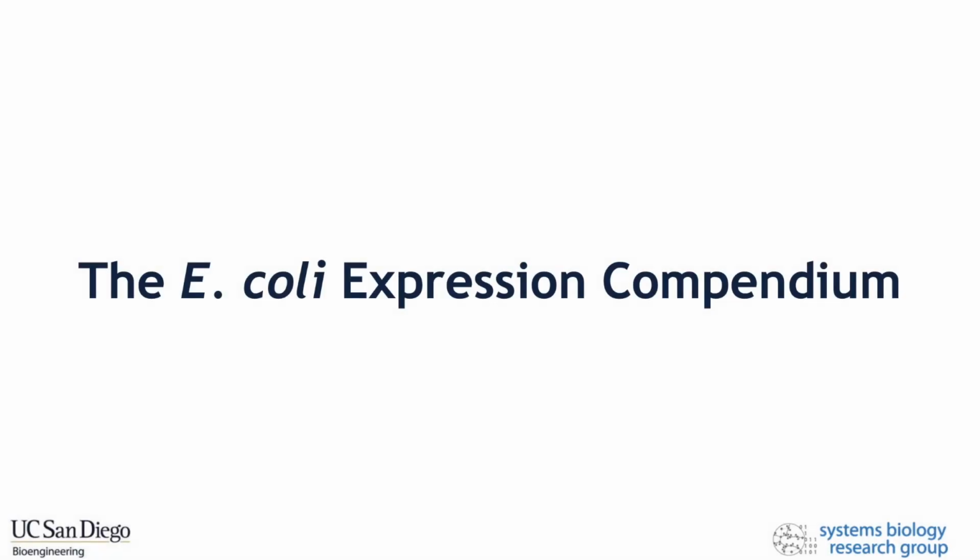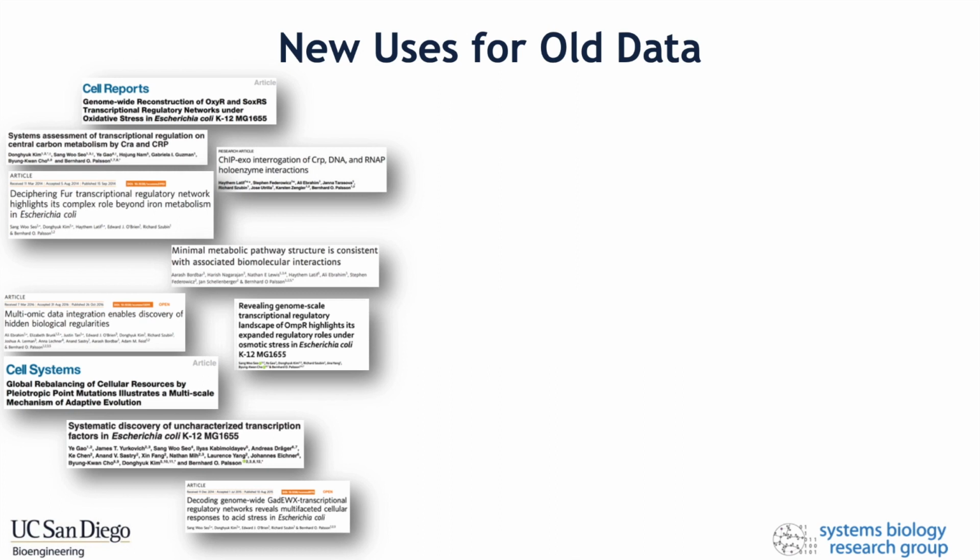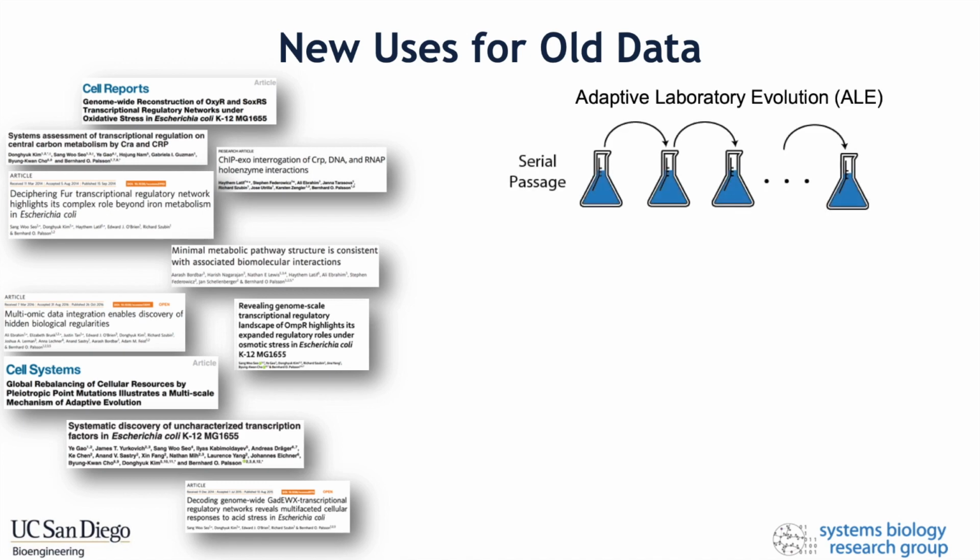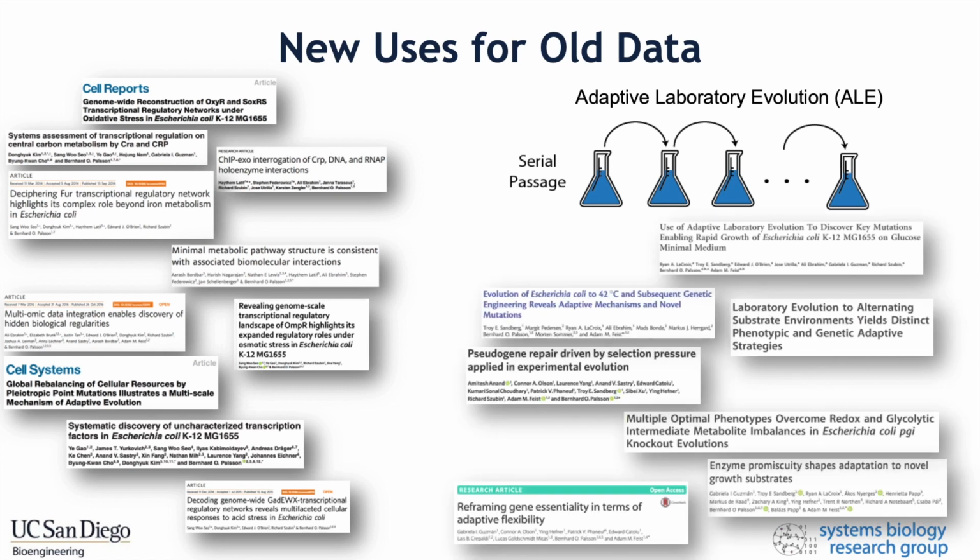In order to do this, we needed a high-quality compendium of diverse expression profiles. Previously, our lab has published many studies using RNA-seq expression data to investigate functions of transcription factors and properties of E. coli metabolism. In addition, our lab specializes in adaptive laboratory evolution experiments, or ALEs. In an ALE experiment, cells are grown under a constant laboratory condition and acquire mutations that select for increased growth.